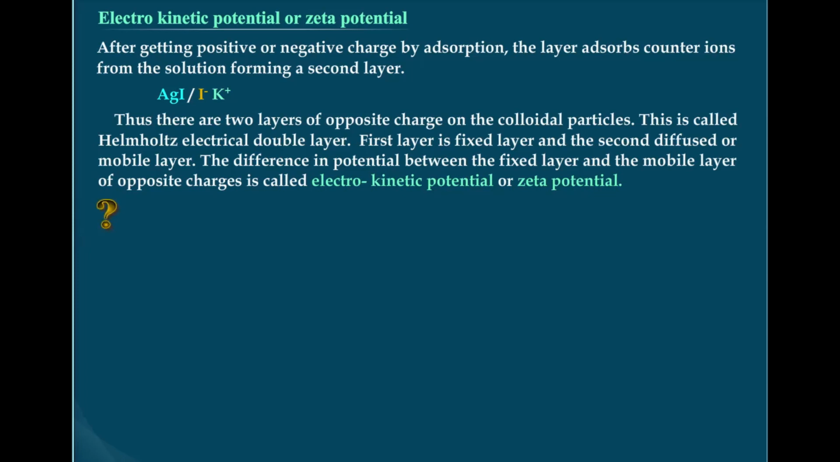This is called Helmholtz electrical double layer. The first layer is fixed and the second is the diffused or mobile layer. The difference in potential between the fixed layer and the mobile layer of opposite charges is called the electrokinetic potential or zeta potential, which I had discussed earlier.